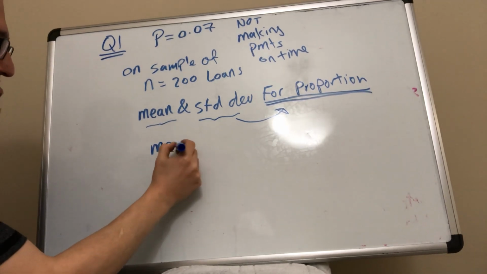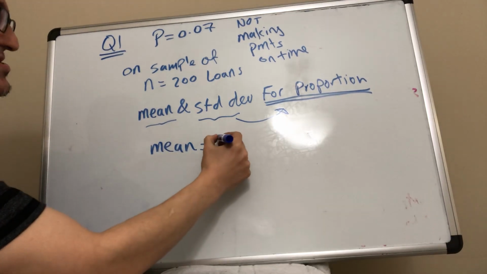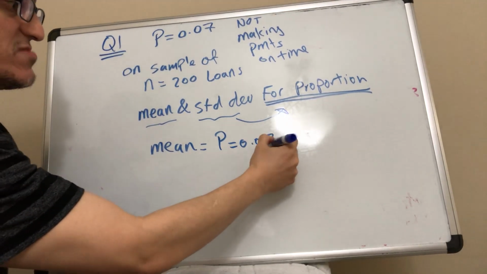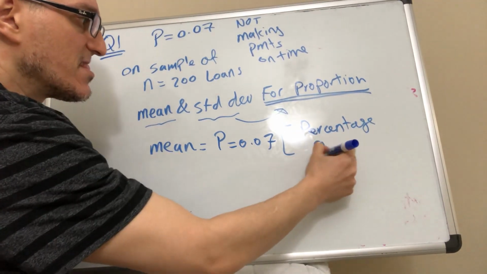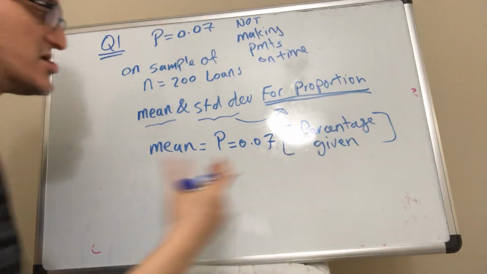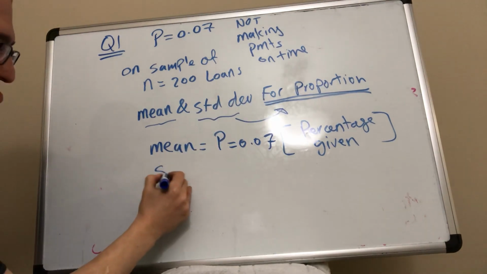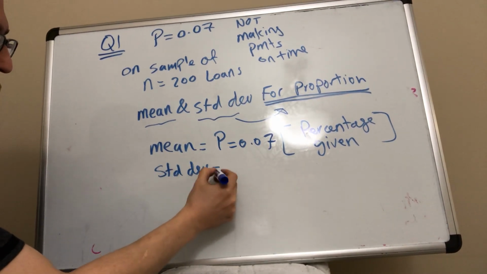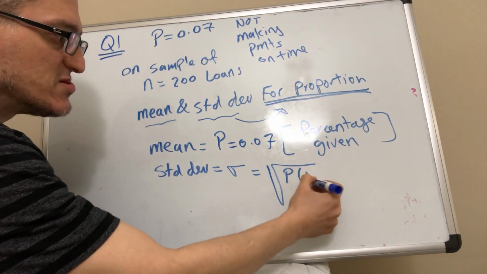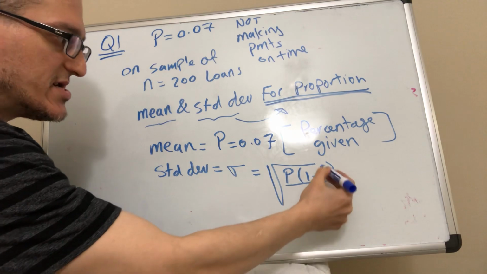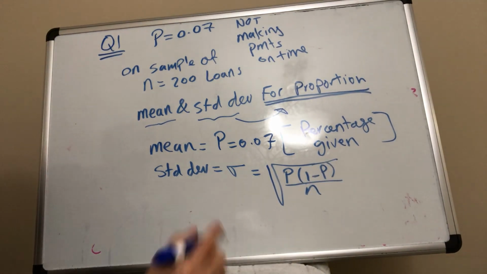The mean for proportion would be whatever the percentage that's in the question. So it would be the percentage given. That's your mean in this case. The standard deviation for proportion, it would be the square root of P times 1 minus P over N. So P(1 minus P) over N.